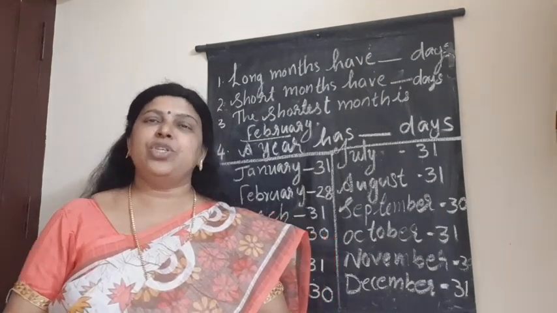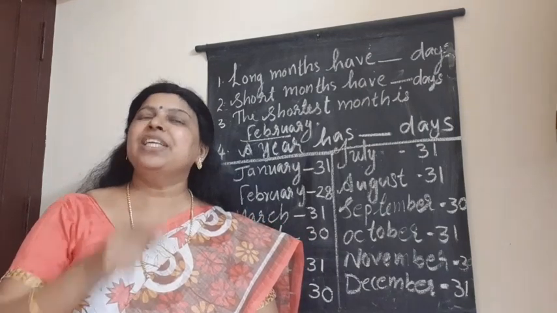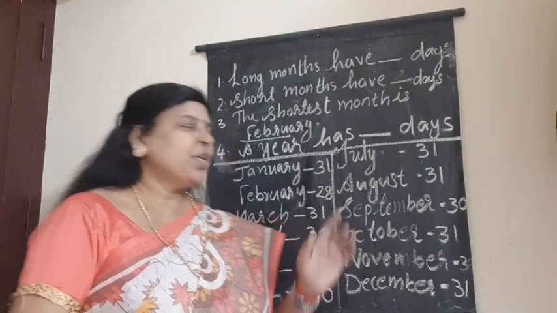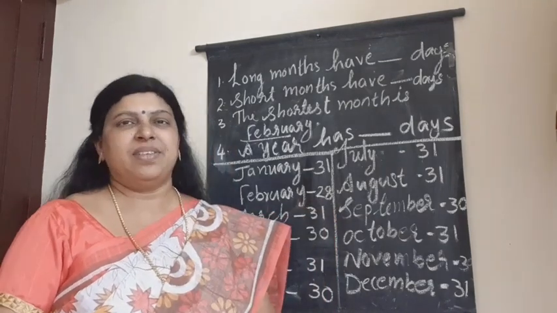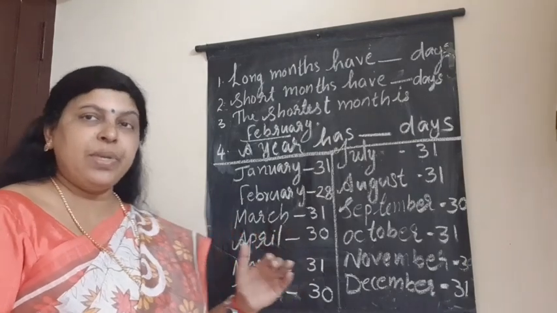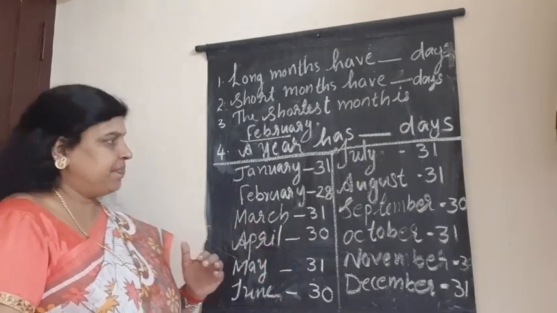This year is 2021. February has 28 days. So February is the shortest month. Why? Because February has 28 days.